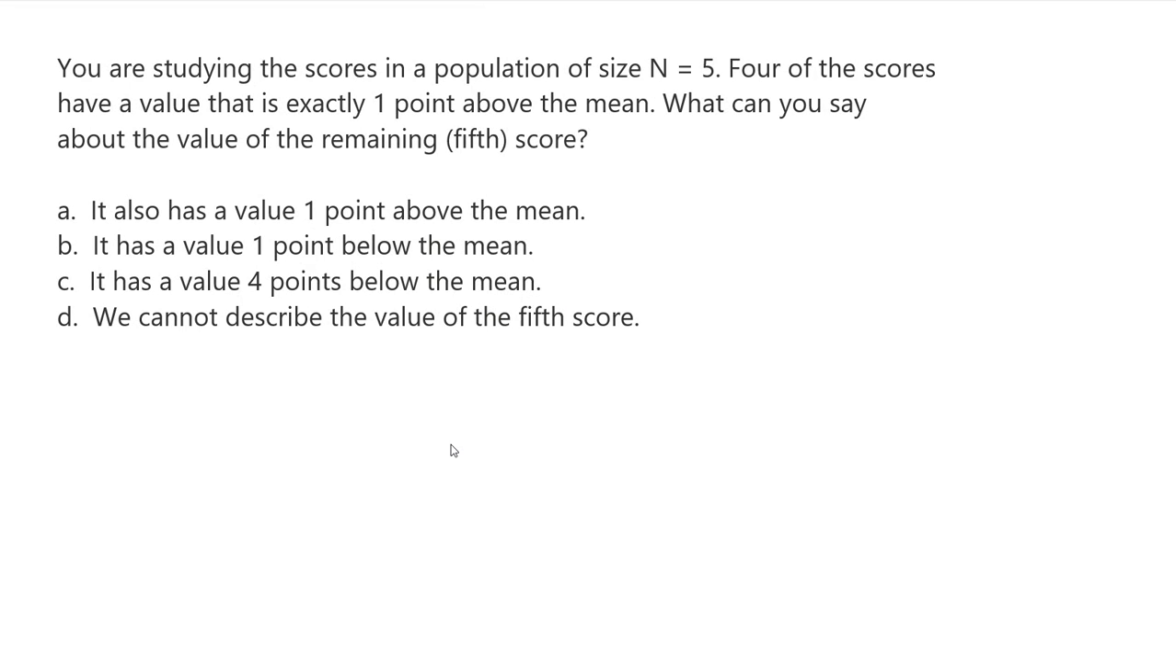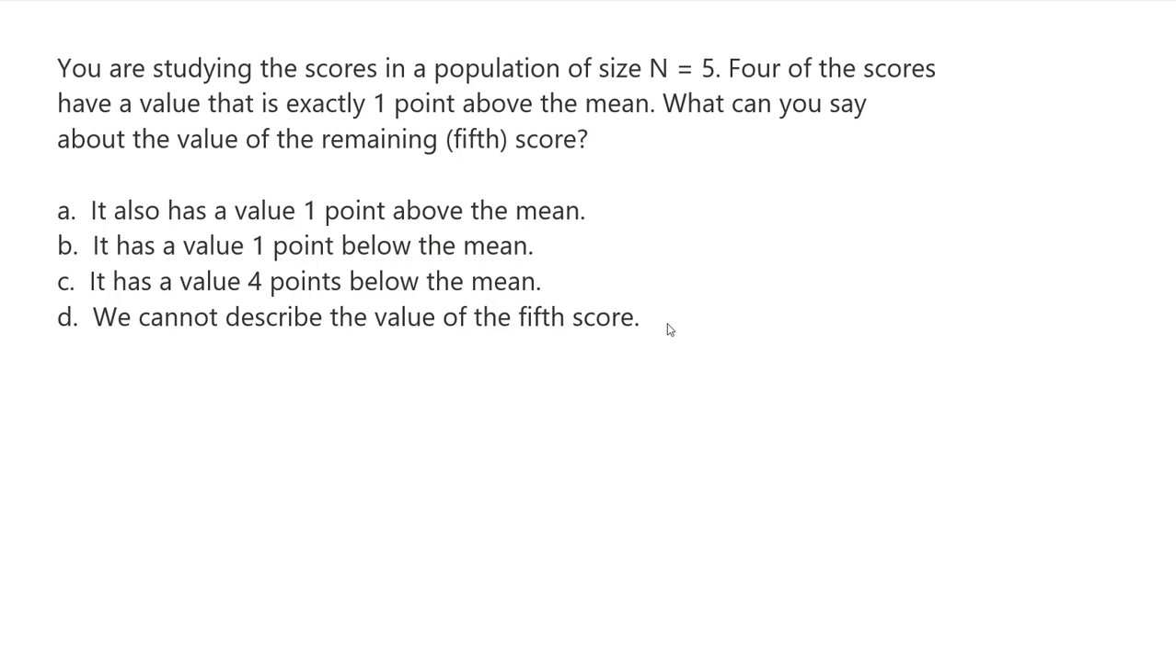You're studying the scores in a population of size n equals 5. 4 of the scores have a value that is exactly 1 point above the mean. What can you say about the value of the remaining fifth score? Either A, it also has a value 1 point above the mean, B, it has a value 1 point below the mean, C, it has a value 4 points below the mean, or D, we cannot describe the value of the fifth score.